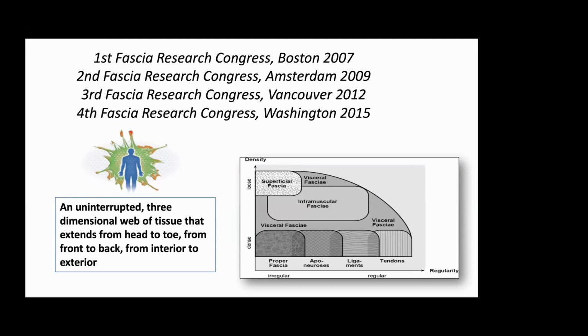And well, definition: an uninterrupted 3-dimensional web of tissue that is extending from head to toe, from front to back, and from interior to exterior. That is a good idea to understand what is fascia. And it's everywhere. It's a 3-dimensional web, and it's connecting everything. So it's basics, and you can understand by looking at that sentence that, okay, it's really covering the whole body in many different ways.